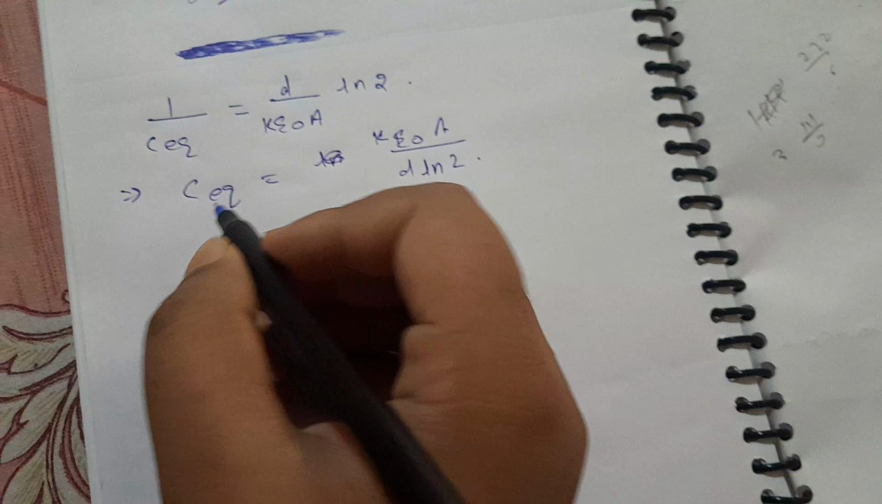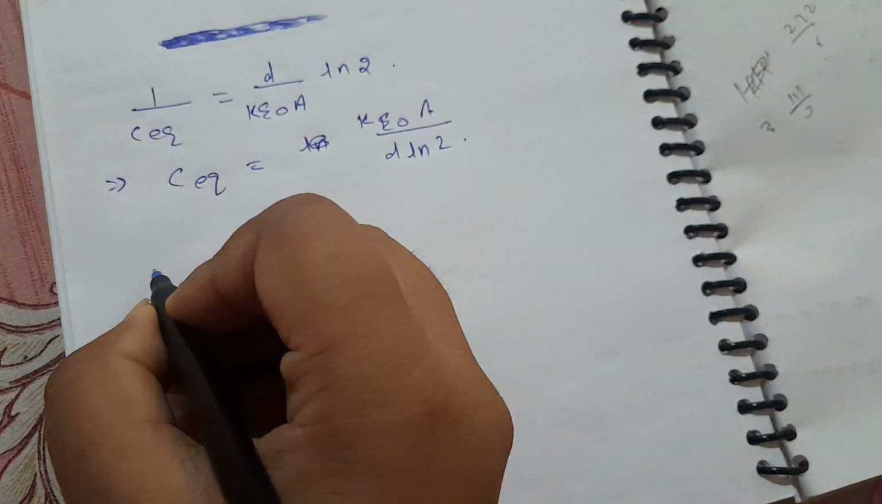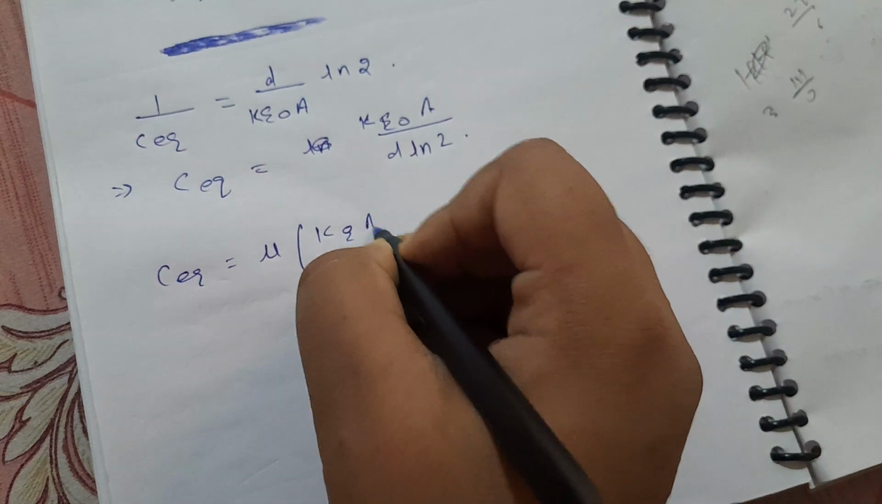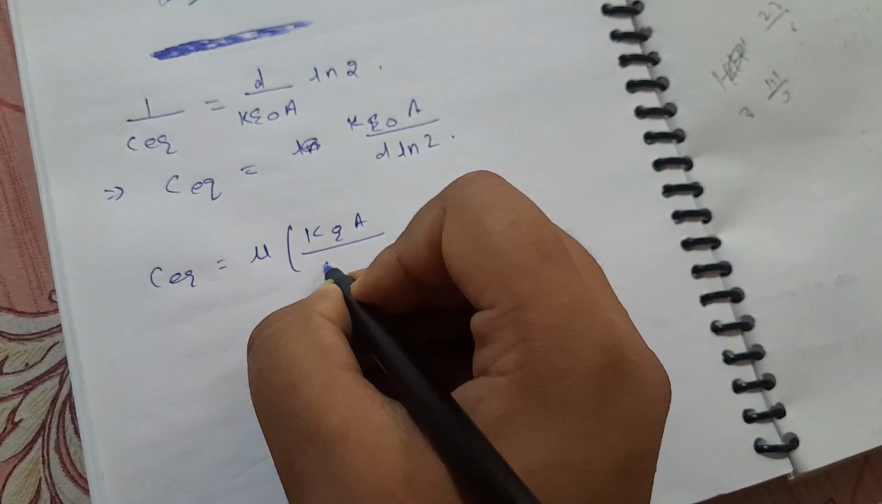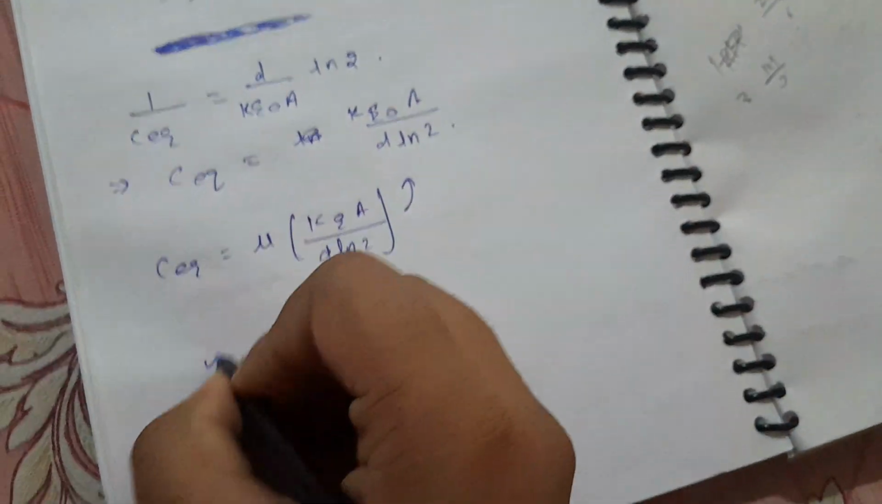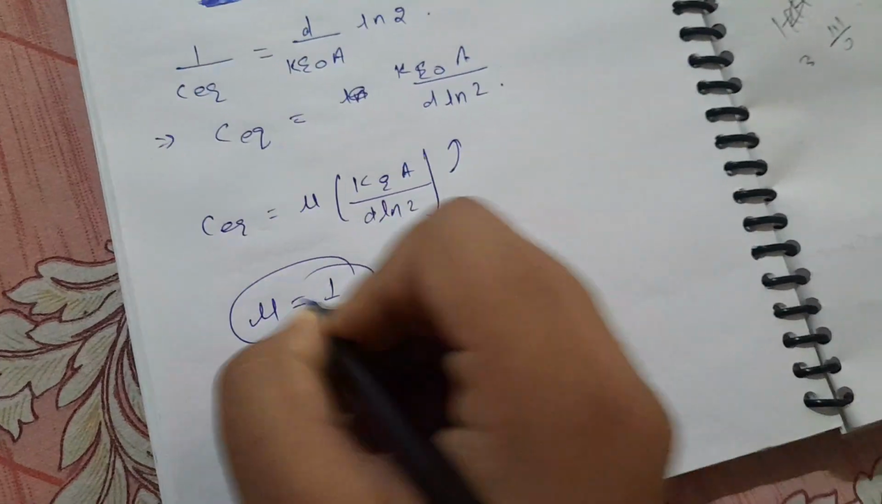So in the question it is given that C equivalent is equal to mu K epsilon naught A by D ln 2, and we have the answer like this. Comparing these two, we will get mu is equal to 1, so 1 is the answer.